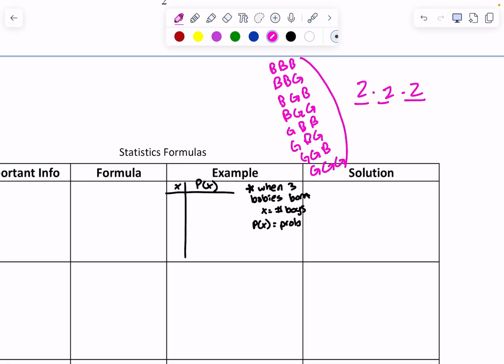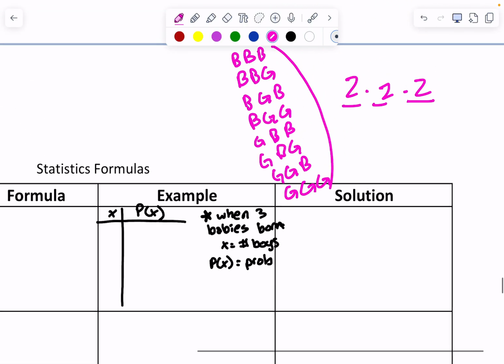Now, X is the number of boys that we have. So if I have 3 babies, I can have 3 boys, which means 0 girls. I have to have 2 boys and 1 girl, or 1 boy and 2 girls, or 0 boys. Does that make sense? If it helps you to do the other column for girls, that's fine, but this is specifically talking about the number of boys that I have.